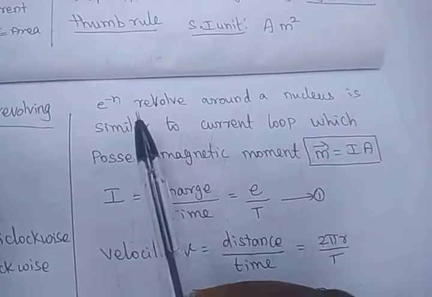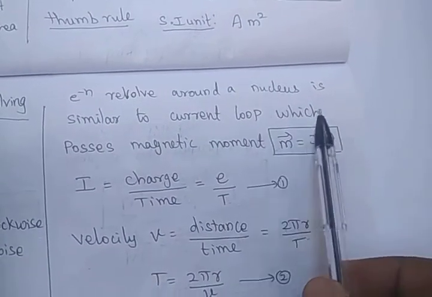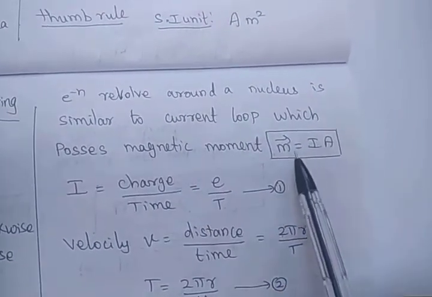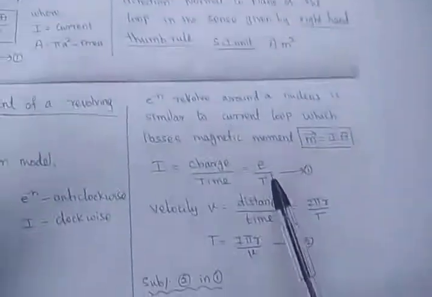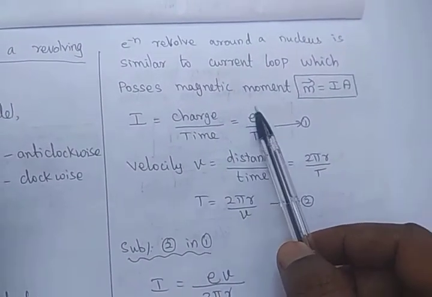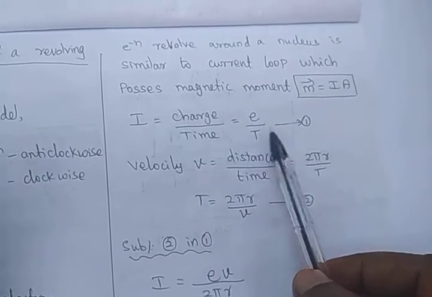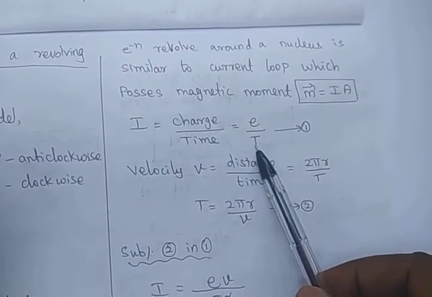Very simple, students. An electron revolving around the nucleus is similar to a current loop, which possesses a magnetic moment m equal to IA, according to the previous video formula. Current I is equal to charge by time. The charge of the electron is e. The electron completing one complete revolution means the time taken is the time period T.